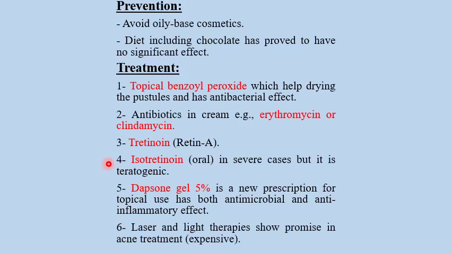Isotretinoin دي في السيفير cases can be taken orally, but it has certain limitations that it is teratogenic. فلو كان في suffering is a pregnant woman, she's not supposed to use this medication. في نيو بقى prescriptions زي الدابسون gel 5%. دابسون ده is mainly used to treat leprosy. فfound that this medication gel 5% has an antimicrobial anti-inflammatory effect for this organism. Finally, laser and light therapies علاج بالليزر show promise in acne treatment, but of course it is a bit expensive.